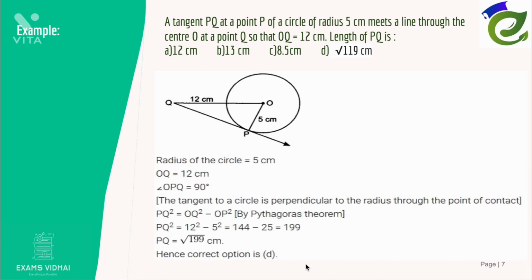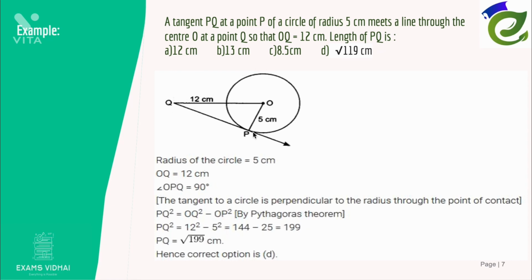Here comes the example related to theorem 1. In the question, it is given that a tangent PQ, so this is the tangent PQ, at a point P of a circle with radius 5 cm meets a line through the point at the center O at a point Q so that OQ is 12 cm, and we have to find the length of PQ.